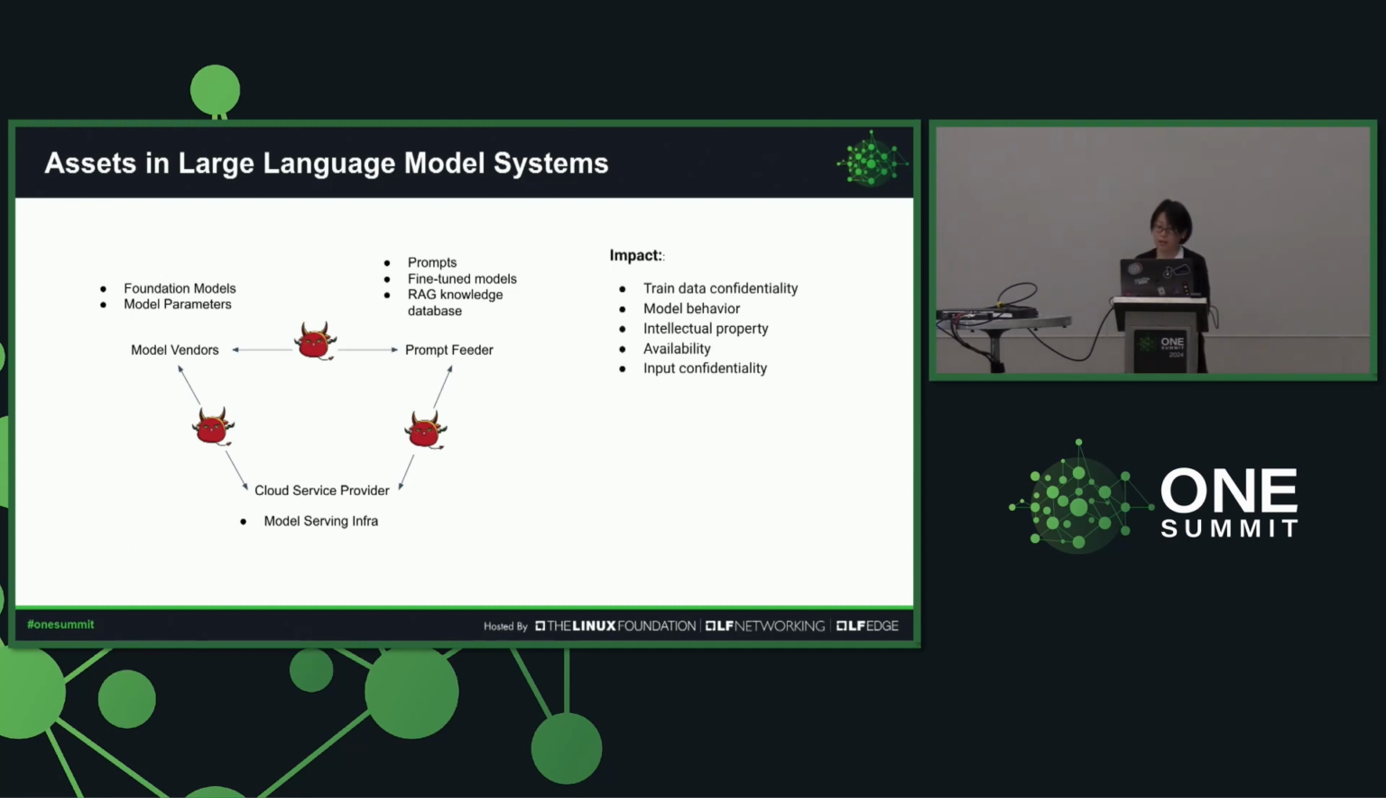And what are the assets of the cloud service provider? The model serving infra and the secrets behind all the efficient and isolated serving for high utilization of the GPU resources. This kind of infra code belongs to the cloud service provider. And in this system, the three parties, the model vendors, prompt feeders, and the cloud service providers, don't trust each other. So how can we build a system to support a zero trust architecture between the three parties?